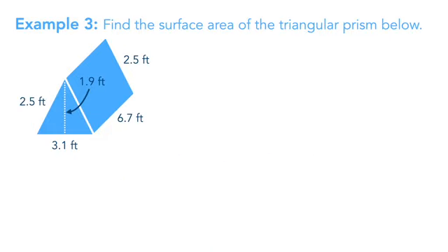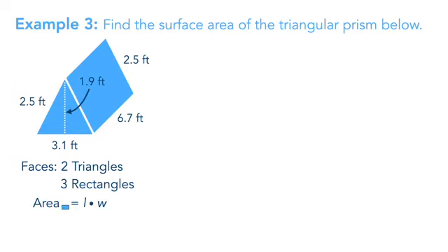Here's one last example. We want to find the surface area of the given triangular prism. A triangular prism has 2 triangular faces and 3 rectangular faces. To solve this problem, we will need to use the formula for the area of a rectangle, area equals length times width, and the formula for the area of a triangle, area equals 1/2 base times height.